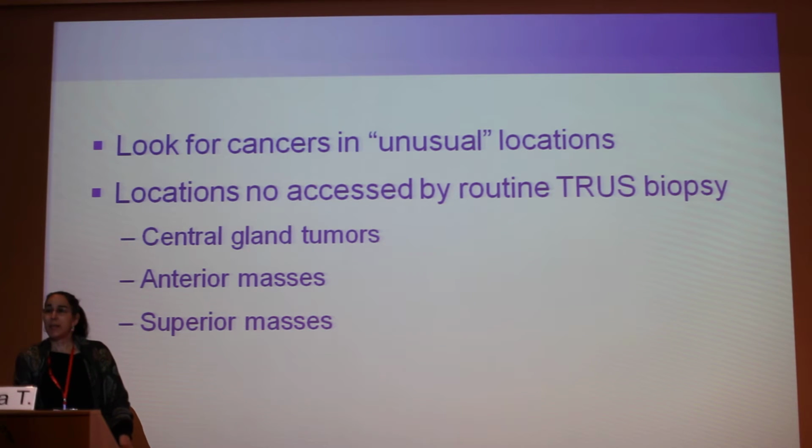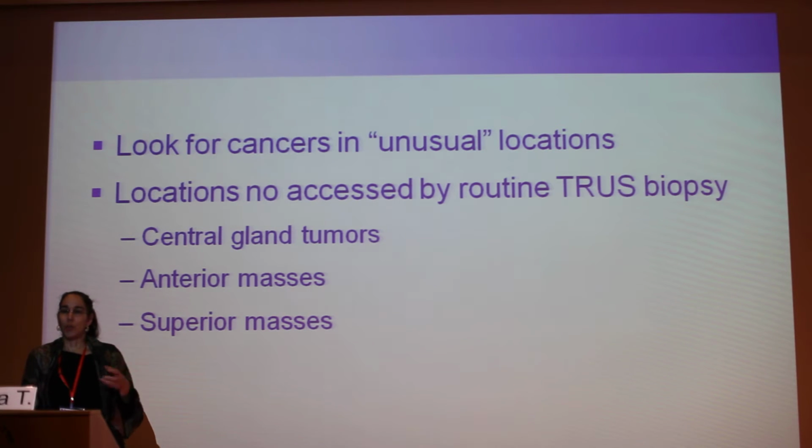So we use prostate MRI, endorectal coil prostate MRI, to help direct biopsies. And mostly what we're looking for in this subgroup of patients are masses that are hiding in unusual or uncommon locations, or masses that are hiding in areas that the routine needle does not sample.